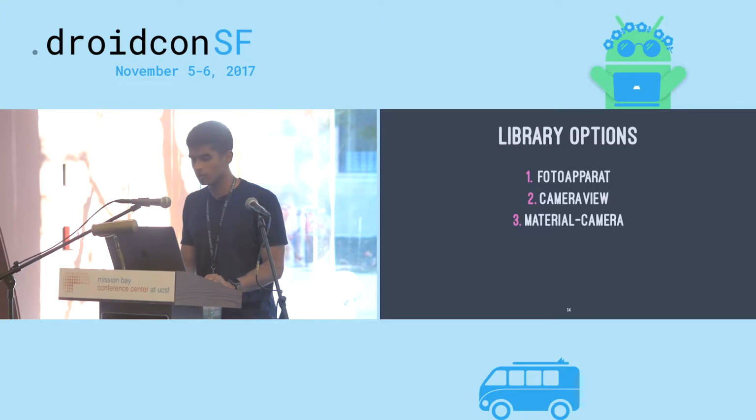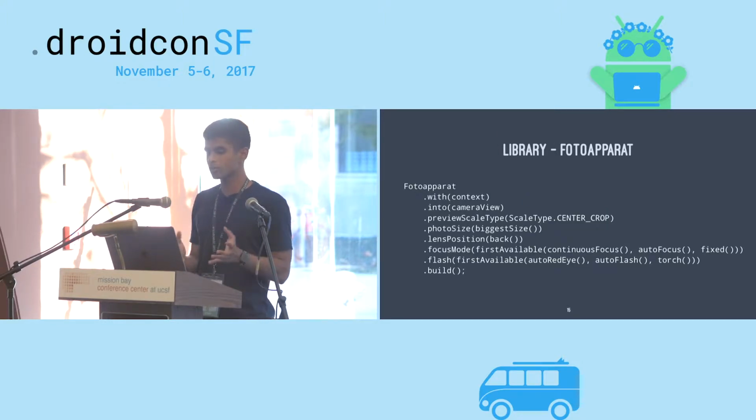Anyone want to guess like what Photo Apparat means? I actually just found out today. Yeah, it's camera. I've been messing with this for a while, and today was the first time I saw what it meant. We're going to run through a quick example using Photo Apparat. As we said, like, we want to sort of run through examples of each method.